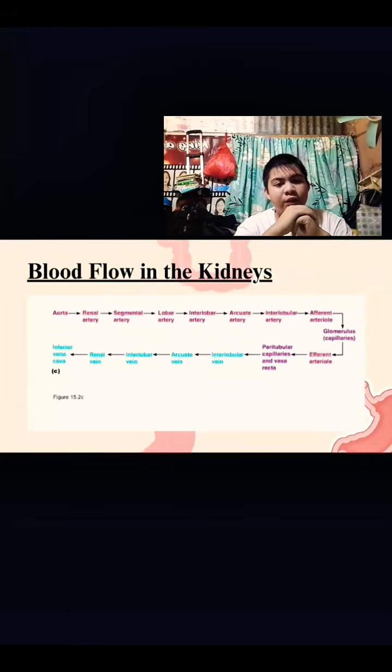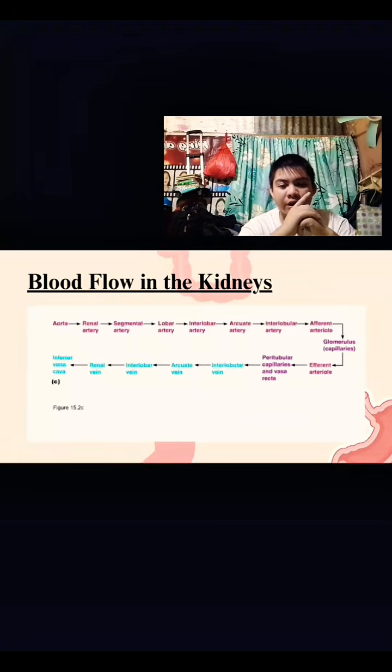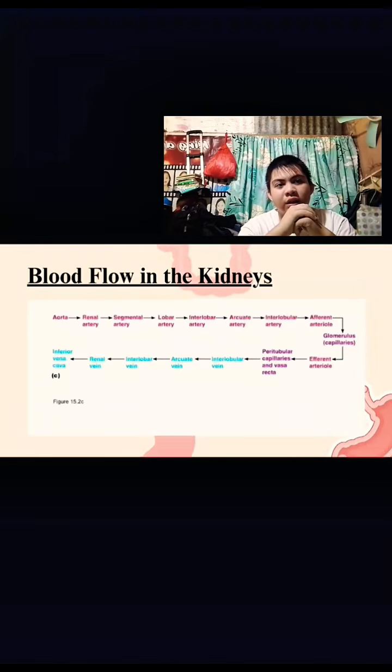Blood flow in the kidneys. First is the aorta. Next is the renal artery. Then the segmental artery. Next is the lobar artery. Then the interlobar artery. And next is the arcuate artery. Then the interlobular artery.